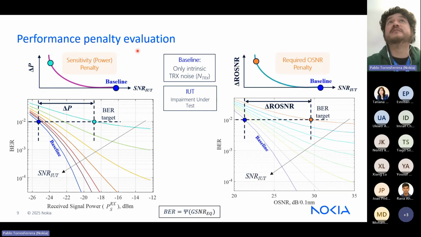For the metro part, the more important metric is the required OSNR penalty, which is exactly the same concept, but instead of varying the power, we vary the OSNR in the system. And then we start also introducing the impairment under test, getting the system worse and worse. Then we calculate the OSNR penalty as compared with the baseline case with only intrinsic transceiver noise, the same concept. So we can use one or the other metric for our analysis in order to compare against our model and the experiments or simulation work.